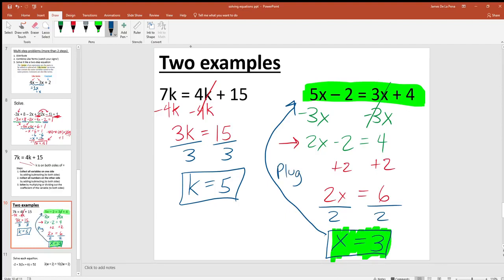So we have, instead of 5x, we have 5 times 3 minus 2. And that should be equal to, instead of 3x, it's 3 times 3 plus 4. So I take my original equation, I replace the x with the number 3, and I just want to do the math here and make sure that that works. So here I have, 5 times 3, it's 15 minus 2 equals 3 times 3 is 9 plus 4. 15 minus 2 is 13 on the left, 9 plus 4 is 13 on the right.